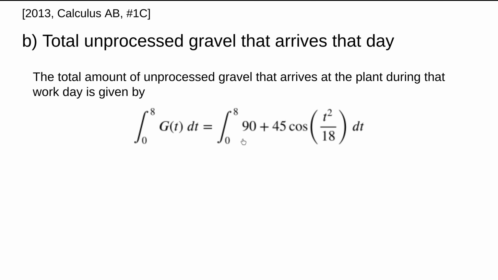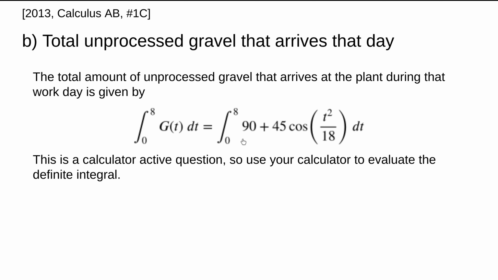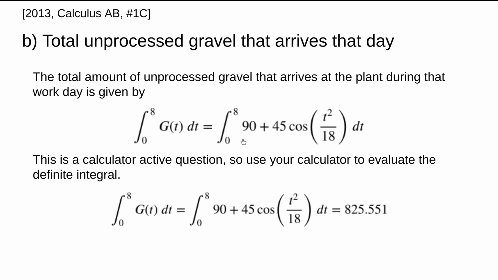So we can set that up, but again, this is a calculator active question. This is probably not something you're going to want to do by hand. We're going to let the calculator do the hard work here. And it turns out that that definite integral has a value of 825.551, which simply means that during the 8-hour workday, 825.551 tons of unprocessed gravel arrived at the plant that day.